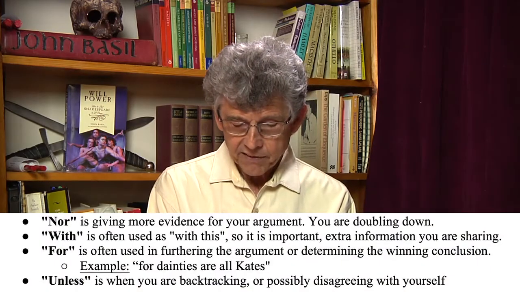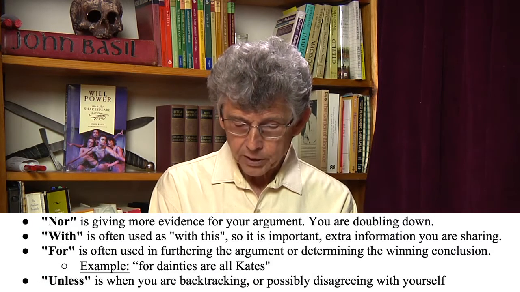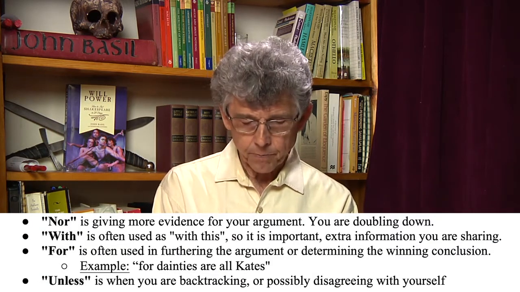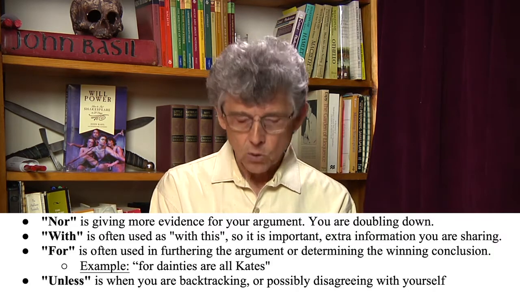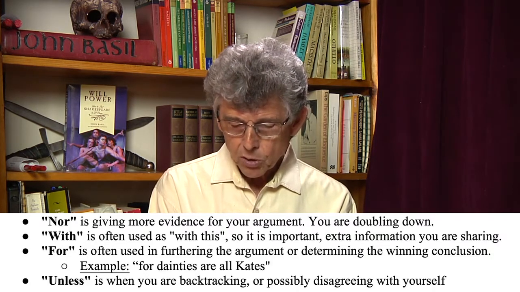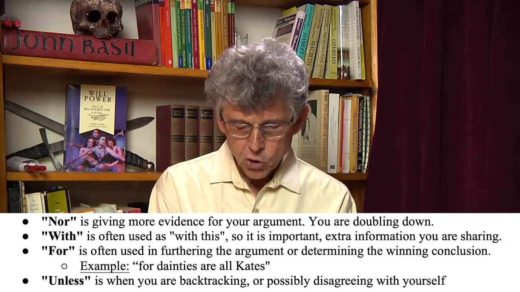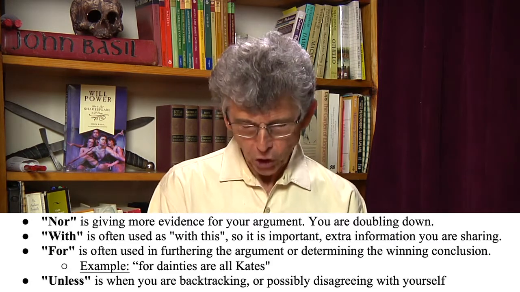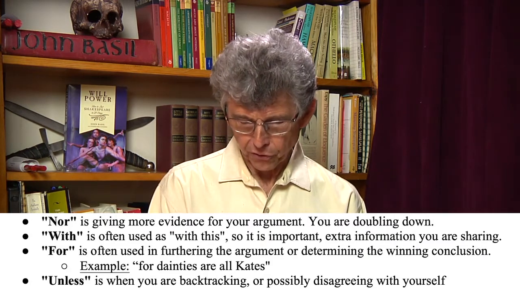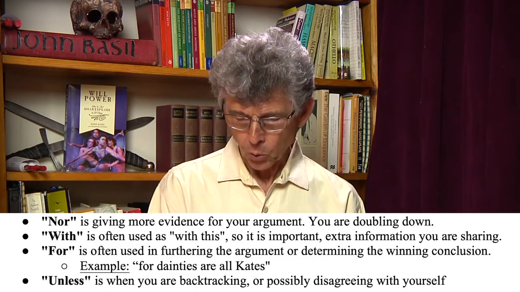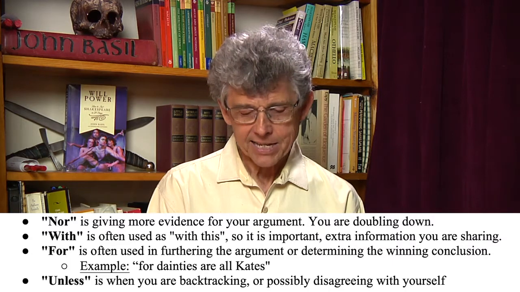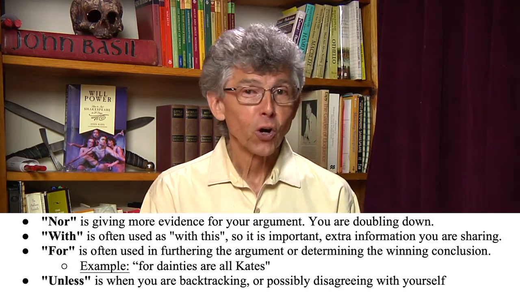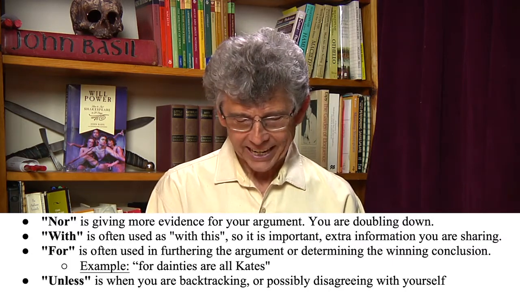Nor is giving more evidence for your argument. You're doubling down. With is often used with this. With this, so it's important extra information that you're sharing. For is often used in furthering the argument or determining the winning conclusion. Petruchio again says to Catherine, "For dainties are all cates."